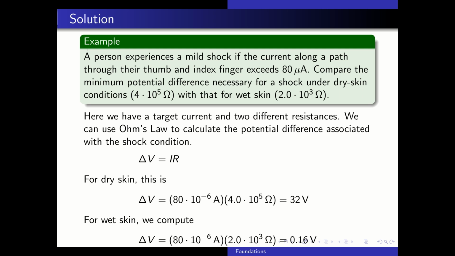We're going to use Ohm's law, delta V equals IR. For dry skin, we can take that current and the dry skin resistance, and we find a potential difference of 32 volts, a fairly sizable potential. On wet skin, because the resistance is much less, the potential difference required will be much less, and so we end up with this potential difference of about 16 hundredths of a volt. A very small voltage will produce that shock condition.